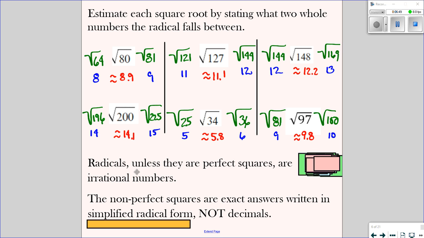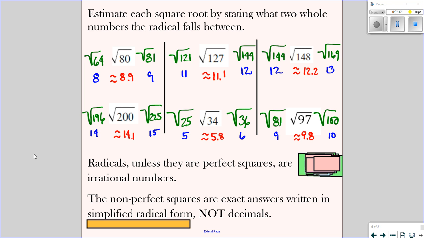So radicals, unless they are perfect squares, are irrational numbers. So you may have learned in middle school about rational, irrational numbers, natural, whole numbers, integers, all that stuff. So any number underneath the radical that does not give you a perfect square is irrational, because you're dealing with decimals that just go on and on and on. There's no repetition, and there's no stopping point, so it just keeps on going.